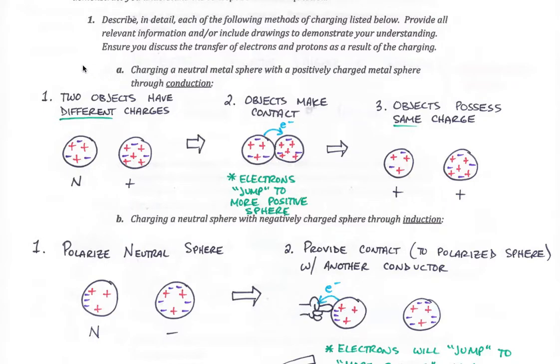So with conduction, you have to have two different charges prior to contact. After contact, both must end with the same charge because that is the only point at which electrons will have stopped moving between the two objects.